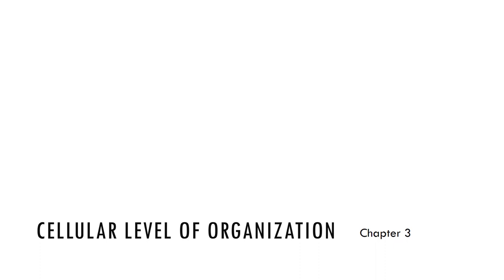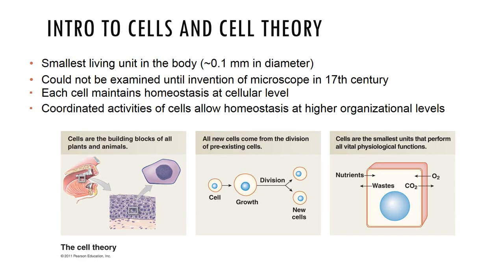Okay, the next chapter that we're going to cover is the cellular level of organization. And the first thing that we need to talk about are cells and cell theory. The cell is the smallest structural and functional living unit. And we have over 200 different types of human cells that differ in size, shape, subcellular components, and functions.